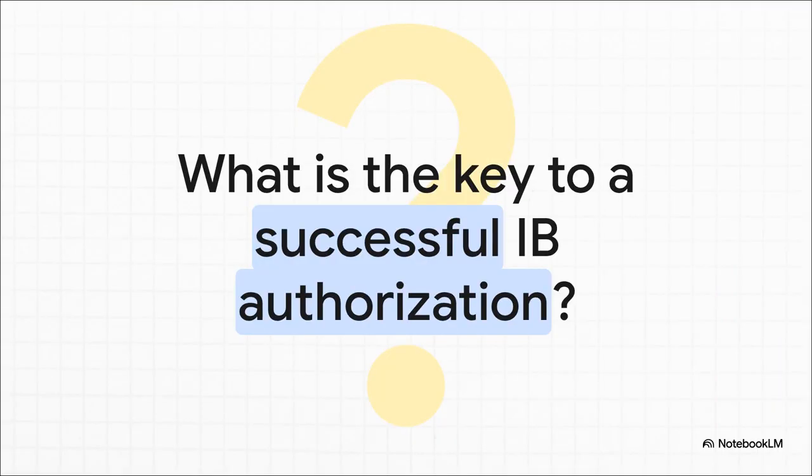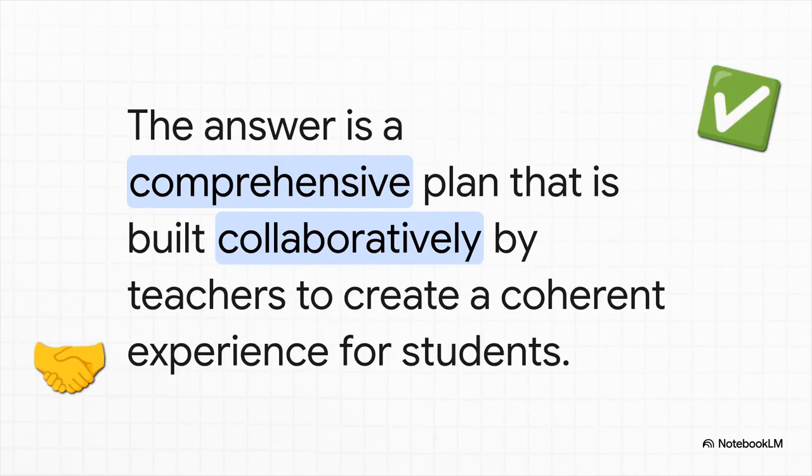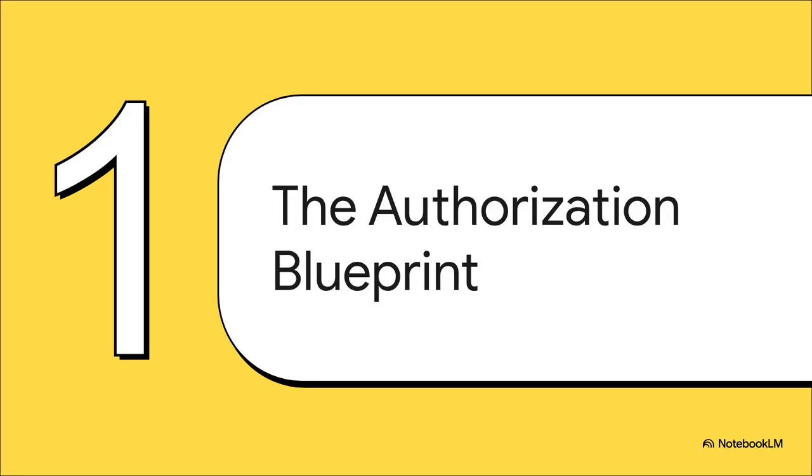So let's start with a big question. When that IB authorization team comes knocking, when they're looking through everything you've prepared, what is the one thing they're searching for, more than anything else? Well, the answer isn't just a stack of papers. It's a whole philosophy. They need to see a plan that's thorough for sure, but way more importantly, one that was built together. They want proof that your teachers are a real team, building a connected, seamless journey for your students. And that plan, that's your subject outline.